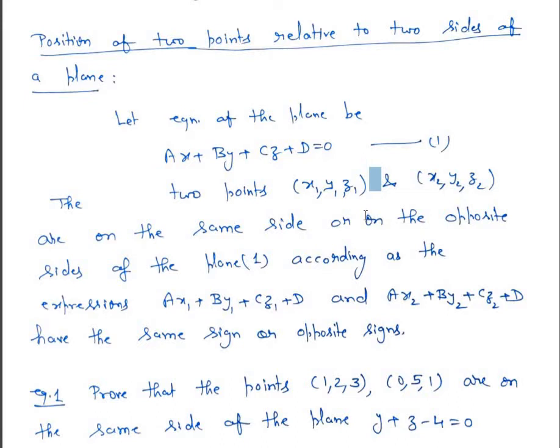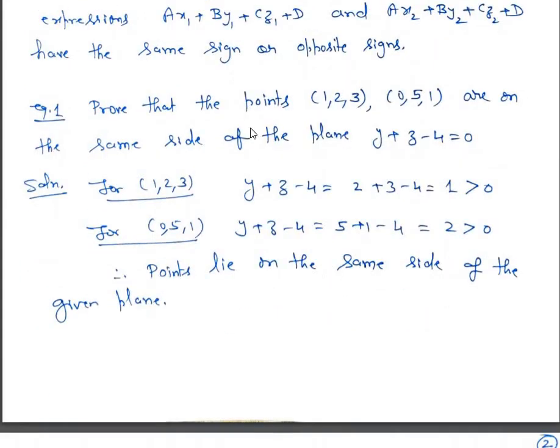Let us take two examples. Prove that the points 1, 2, 3 and 0, 5, 1 are on the same side of the plane y plus z minus 4 is equal to 0. Now let's take the point 1, 2, 3. If you put 1, 2, 3 in y plus z minus 4, in place of y we put 2 and in place of z we put 3. So this is 2 plus 3 minus 4, which is 1 and which is positive.